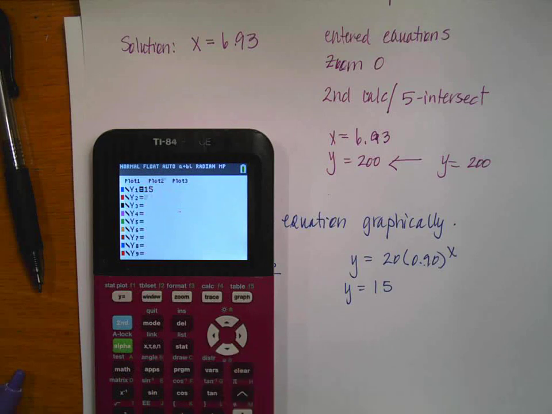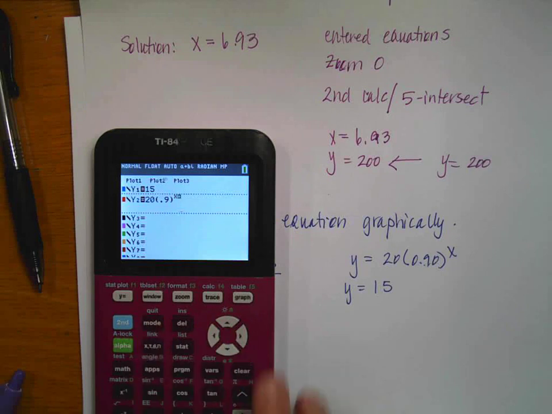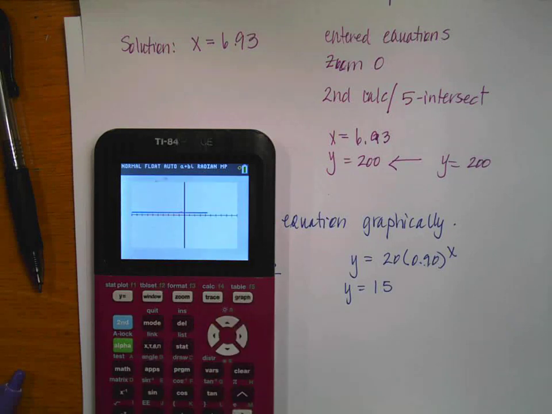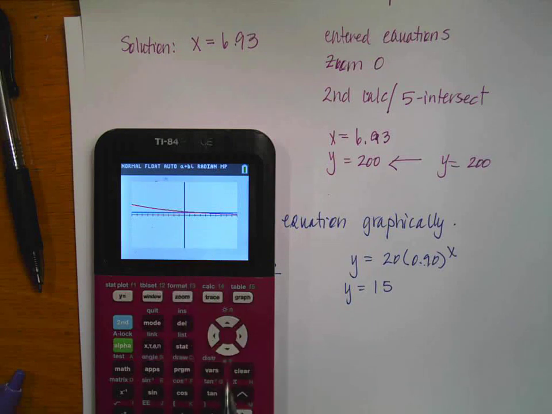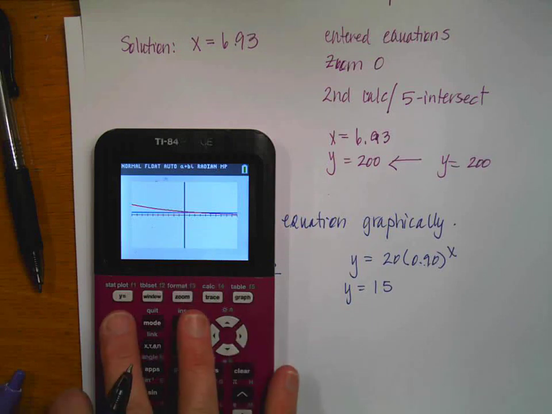And I entered a bad equation. Look at that. So 20 times 0.9 raised to the x. My bad, I forgot that little detail. But I knew right away that I'd done the wrong thing because I got the wrong shape of line. Okay? So my point of intersection is right in there, and it doesn't matter if you can't really see it.